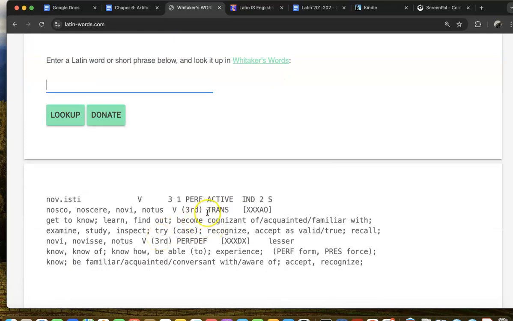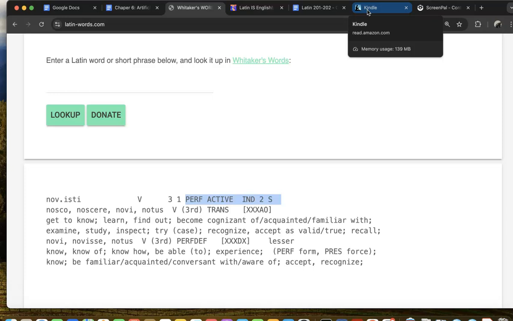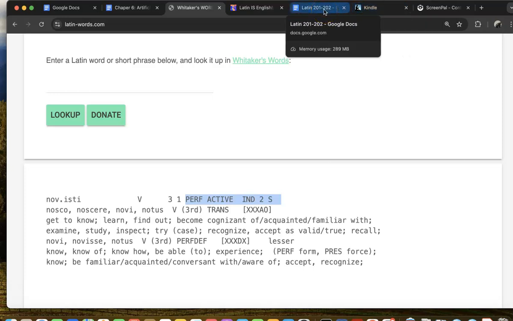Here's a better example of it. So novisti, here's our perfect active indicative second person singular. And so it's you, but then it's perfect, so we have to put it in the past tense. Then we need to decide which one of these meanings best fits the context. Most generically, you knew, or you know if the present tense is going to work here.